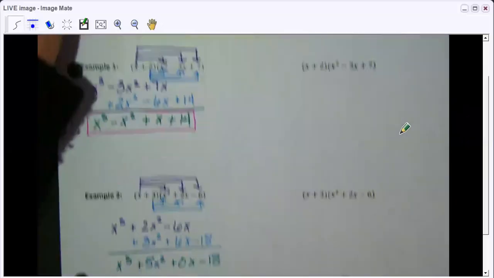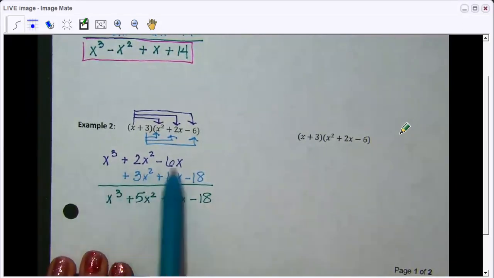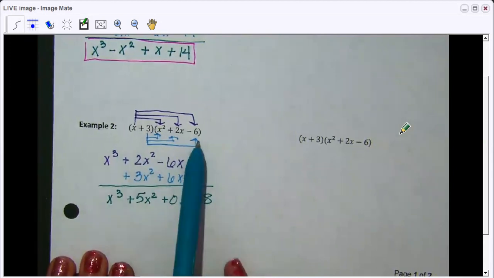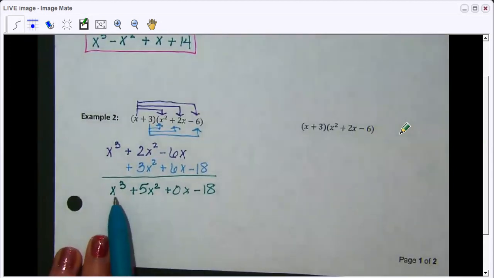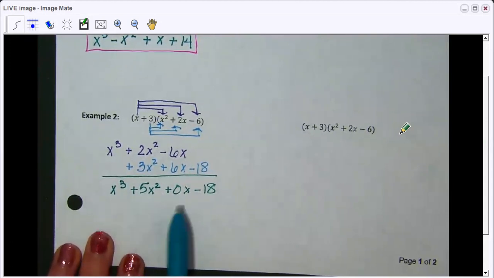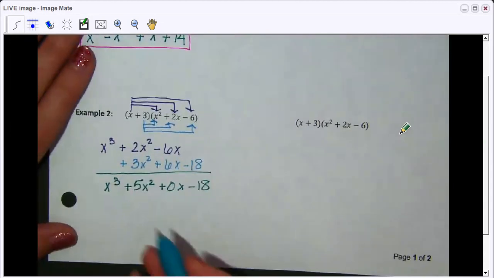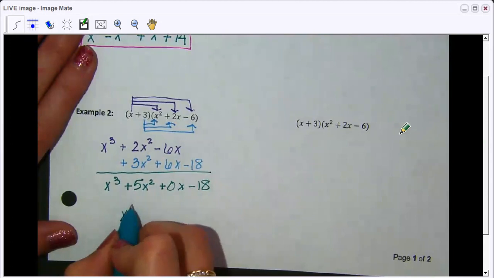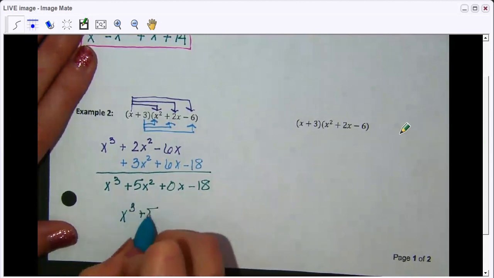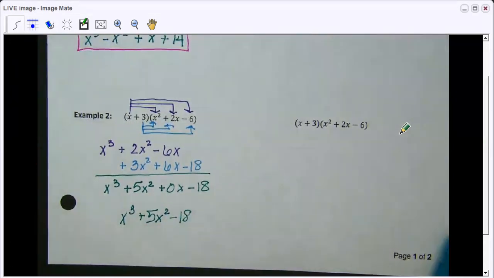Okay, so on this problem, example 2, I used the distributive property. And these are the polynomials I got after distributing. And then I combined all of my like terms. And what you'll notice here is a 0x, but we don't need the 0x. So we can rewrite it as x cubed plus 5x squared minus 18. Okay, and that can be your final answer.